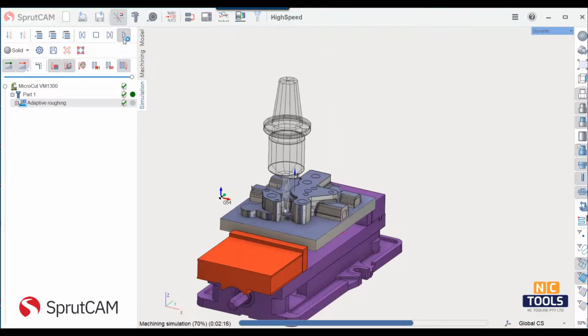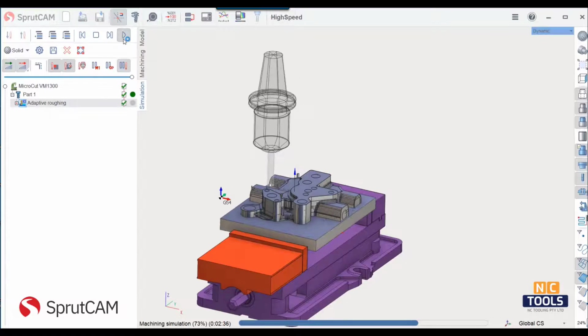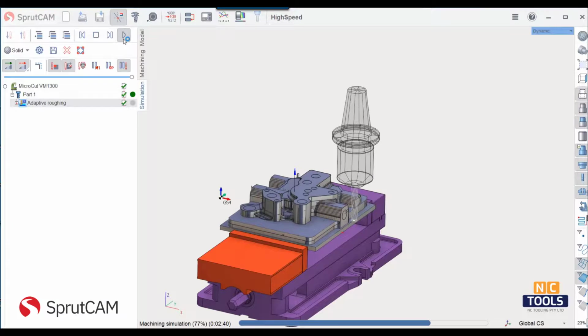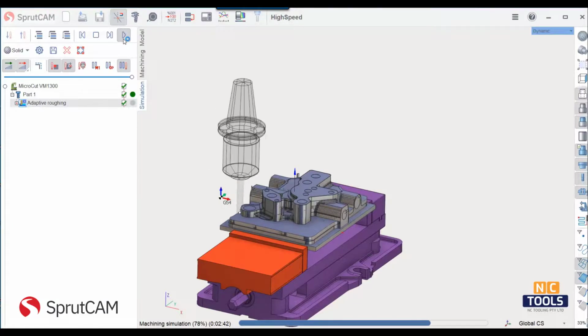Climb milling and mixed milling, climb and conventional, are both available. For mixed milling, the width of cut and feed rate of conventional passes can be set separately from the climb passes.